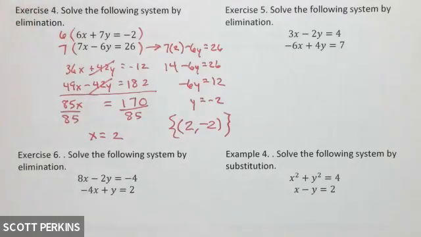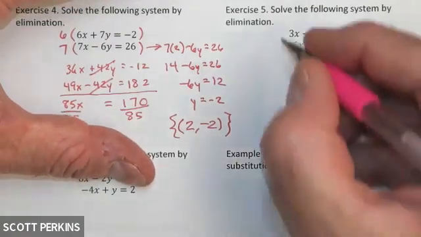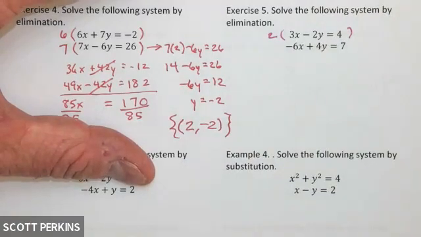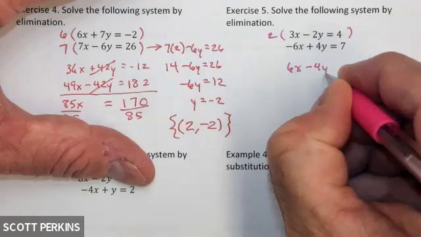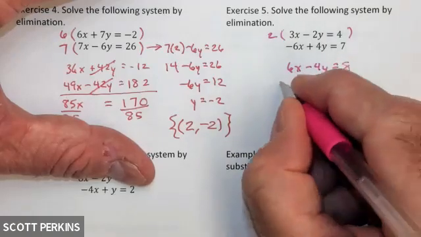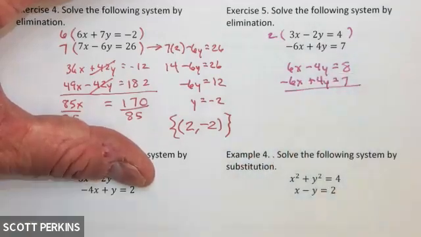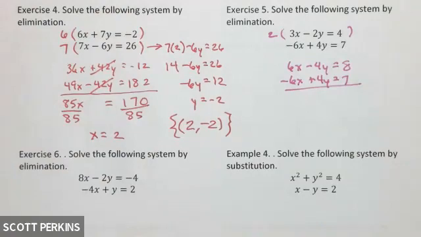All right, I'm not going to make you look at it too long. I just asked you to eliminate the x's, so that's not too big of a deal in this problem. It just means multiply the top one by 2. And when I do that, the top equation becomes 6x minus 4y equals 8. The bottom equation is negative 6x plus 4y equals 7. And I notice what happens to both the x's and the y's on this particular problem. Everything cancels. It's a canceling party.